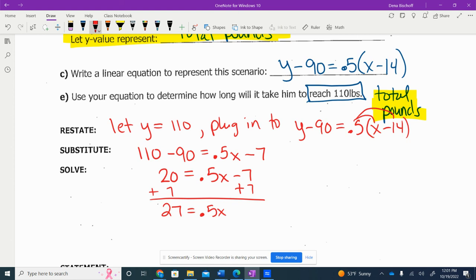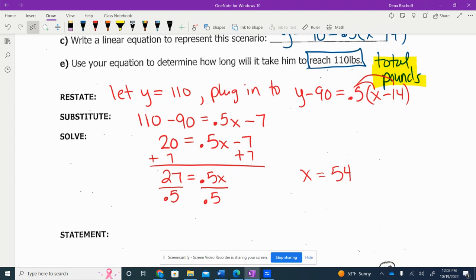Last step. Divide both sides by 0.5. And I find out that x equals 54. So how many days will it take him to reach 110 pounds? Yeah, it will take 54 days.